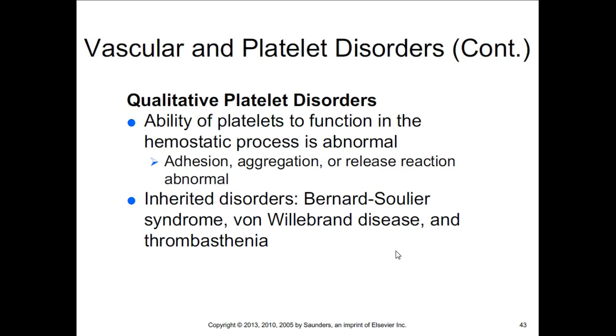So if the platelets are not doing their hemostatic job, because you can have adhesion or aggregation or the release is abnormal, you're going to have an inability for proper blood clotting. So some inherited disorders include Bernard-Soulier syndrome and von Willebrand disease, and even thrombocythemia.